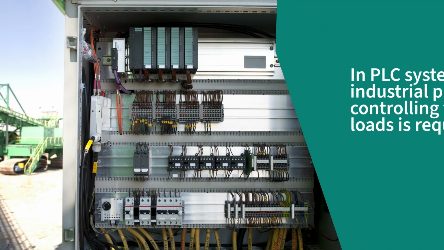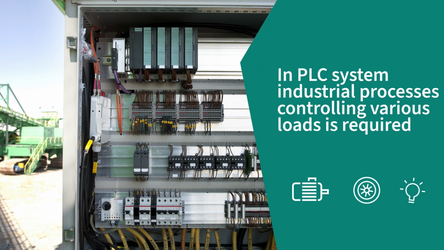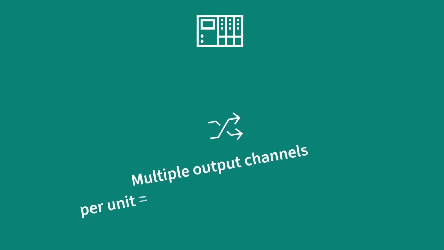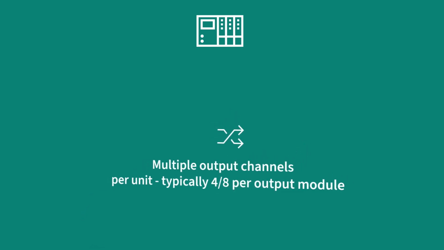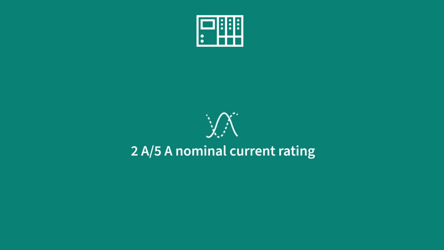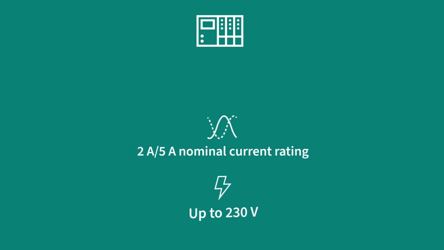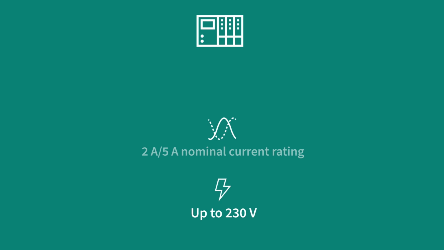In a PLC system used for industrial processes, there is a need to control various loads such as motors, actuators, lamps, and pumps. To handle these complex processes, the PLC system is equipped with several output channels per module. Typically, a module has 4 or 8 output channels, each with a nominal current rating of 2 to 5 amperes. The voltage rating is up to 230 volts.